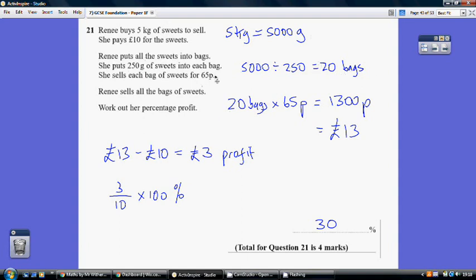Now, each bag she's selling for 65p. 20 bags times 65p is 1,300 pennies, which is £13. So she bought the sweets for £10, she can sell them for £13. So the actual profit she's going to make is £3. Now we want to work out her percentage profit. To work out the percentage profit, you divide the profit by the original cost and multiply by 100 to turn it into a percentage. So 3, the profit, divided by 10, the initial cost, times 100, means her percentage profit is 30%.